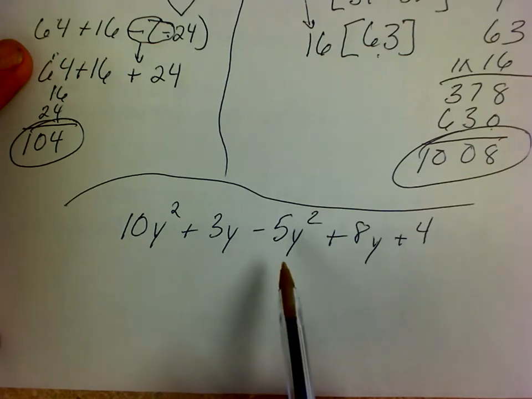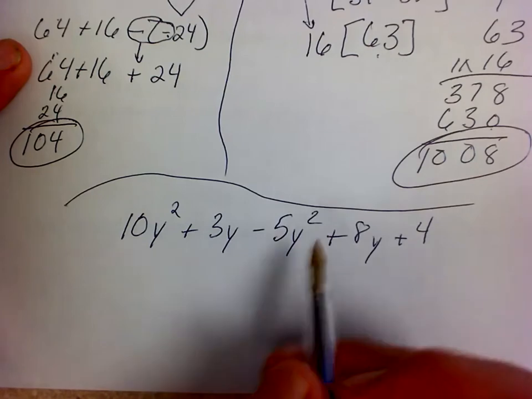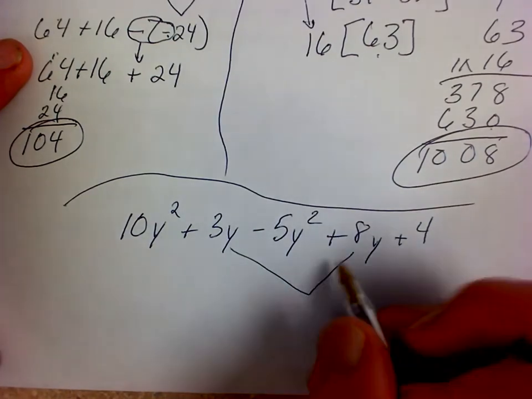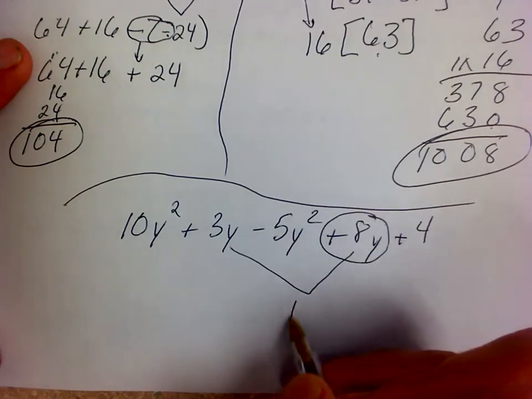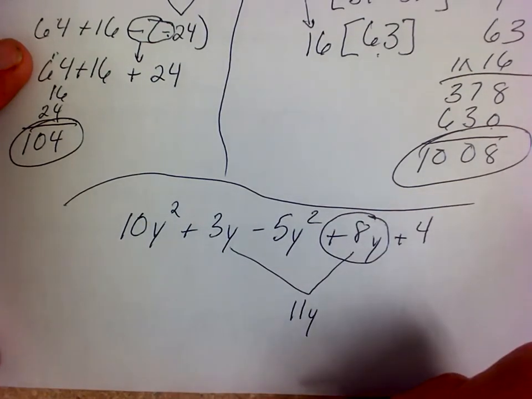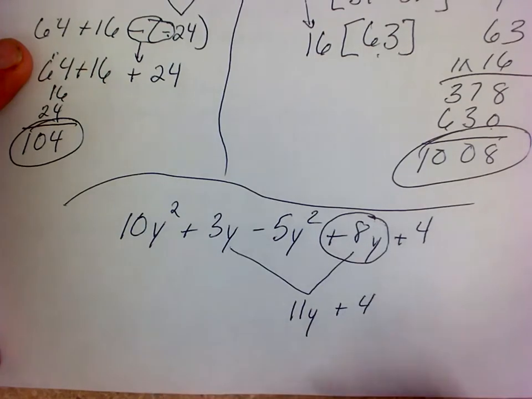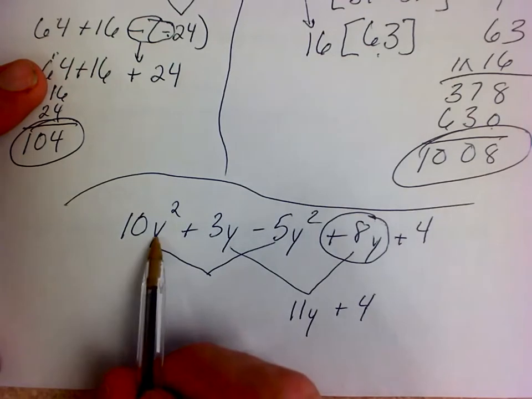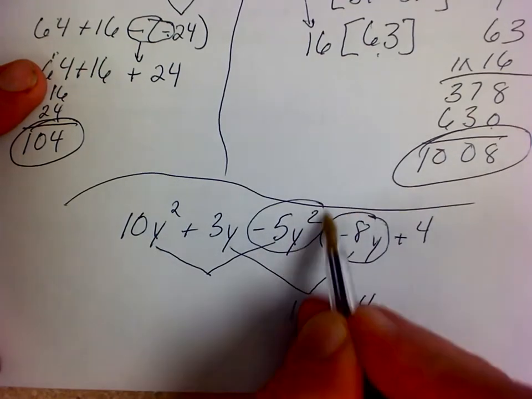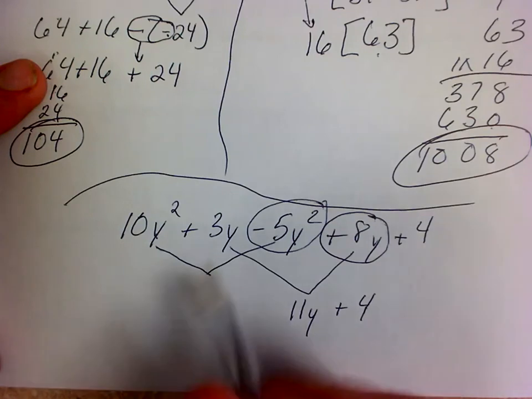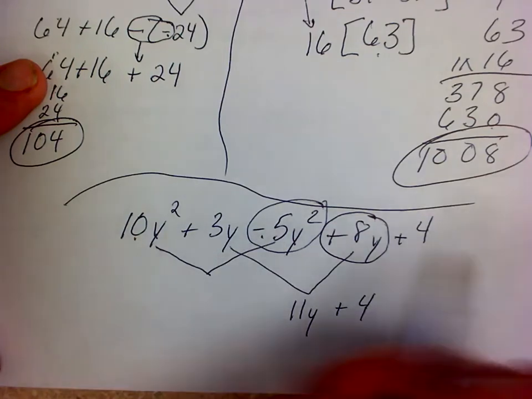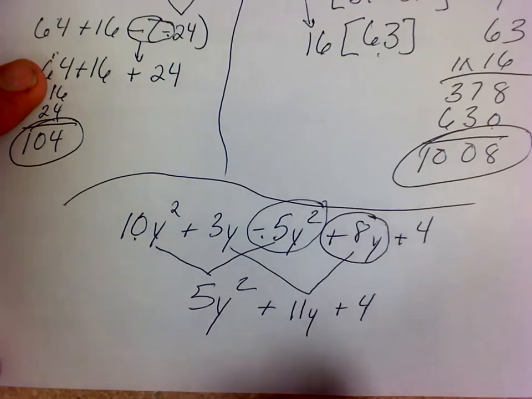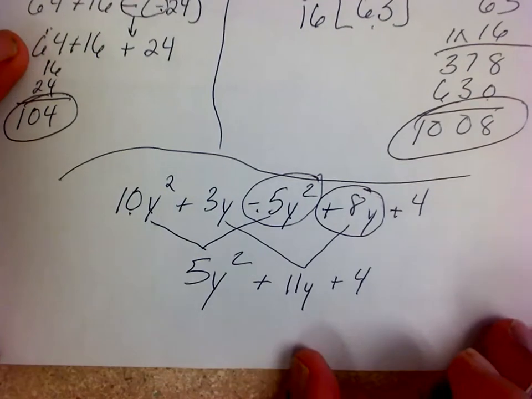Recognizing like terms. In this situation, most of us are probably aware of 3y and 8y being like terms. Adding them would give us 11y. But the other set of like terms we have to recognize are the y squareds. Y squared and y squared, we want to group those together. They are considered like terms. So we have 10 minus 5, which leaves us with 5y squared, plus 11y plus 4.